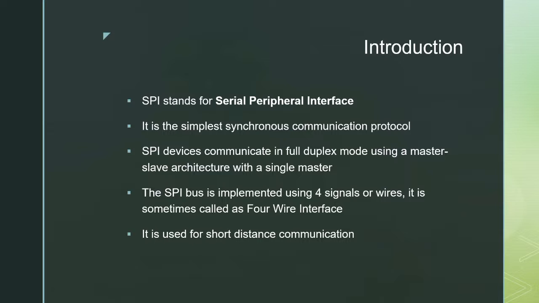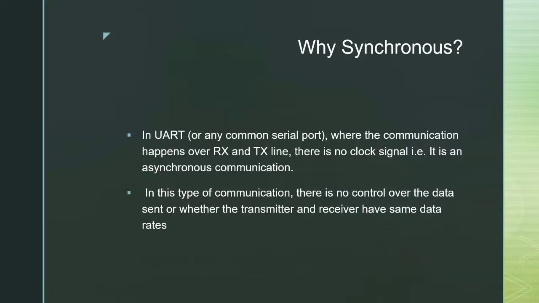SPI interface bus is commonly used for interfacing microprocessor or microcontroller with a memory like RTC, real-time clock, ADC, analog to digital converters, DAC, digital to analog converters. For short distance communication, synchronous serial communication would be a better choice, and in that, serial peripheral interface in particular is the best choice.